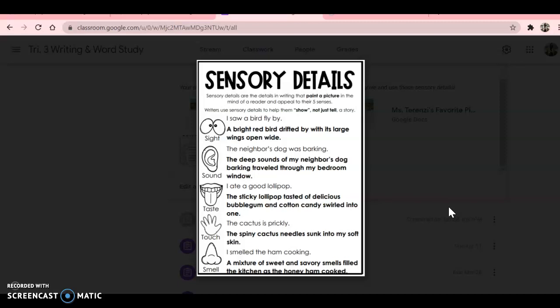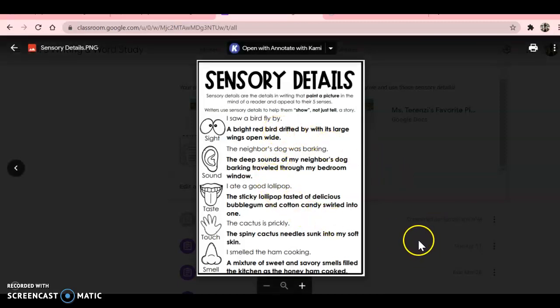And remember, we don't just want to say generic sentences like, I saw a bird fly by. That's not very engaging. Reword that using your sensory details and your figurative language and descriptive language and write something more exciting like, a bright red bird drifted by with its large wings open wide. Similarly, the neighbor's dog was barking versus the deep sounds of my neighbor's dog barking traveled through my bedroom window. Which one gives you a better image in your mind? I don't know about you, but these bolded sentences definitely stick out to me and make this more engaging rather than the non-bolded sentences, which are a little bit more boring, okay?